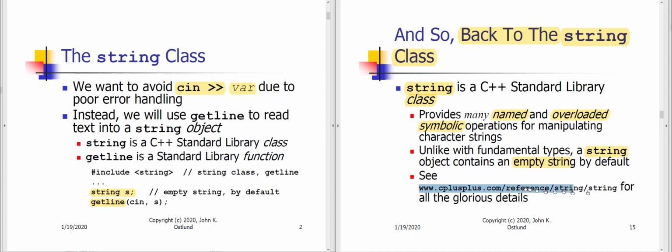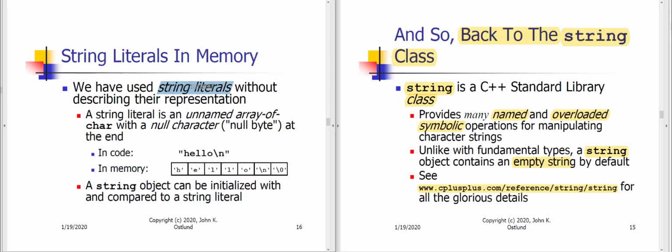You can find out everything there is to know about the string class by looking at the cplus.com reference materials. All right, so we have been using string literals in our code already. A string literal is a sequence of characters contained within a pair of double quotes. We've used hello world and so on. When we write a string literal in code, that gets represented in memory as an array of characters with a null character stuck on the end.